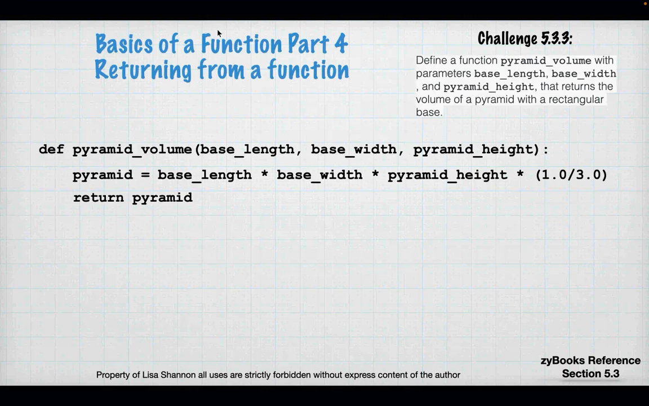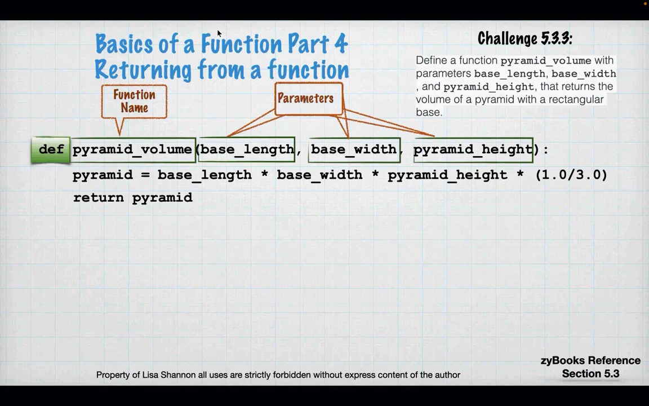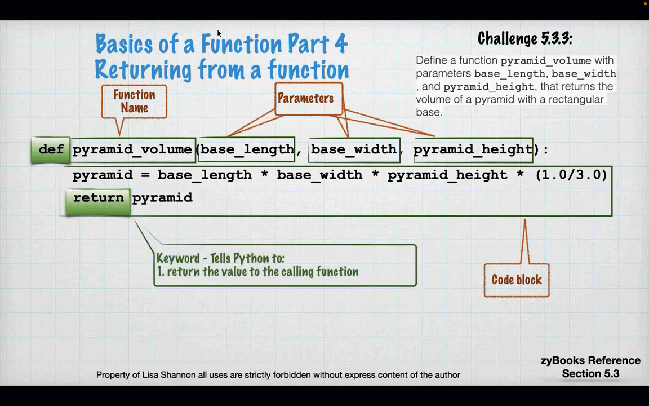Okay, so this is pyramid volume. We're going to basically calculate the volume of a pyramid. So def, I'm defining a function. Pyramid volume is the function name. In this case, I have three parameters, all of them separated by commas. I've got my local scope, which is just my code block. And here I have a new keyword called return.